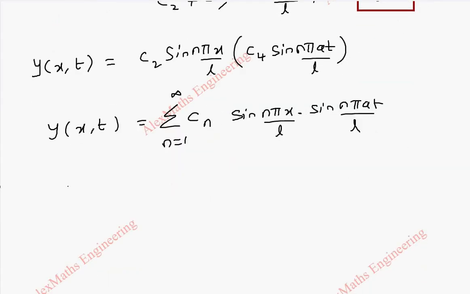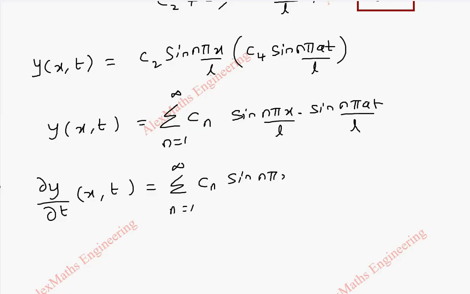And now to apply the fourth condition, we need derivative. So dou y by dou t of x comma t, we are going to differentiate this with respect to t. So the constants cn is written as it is, and sin n pi x by l is also constant because we are partially differentiating with respect to t. So x is constant, and this differentiation is cos n pi at by l into n pi a by l.